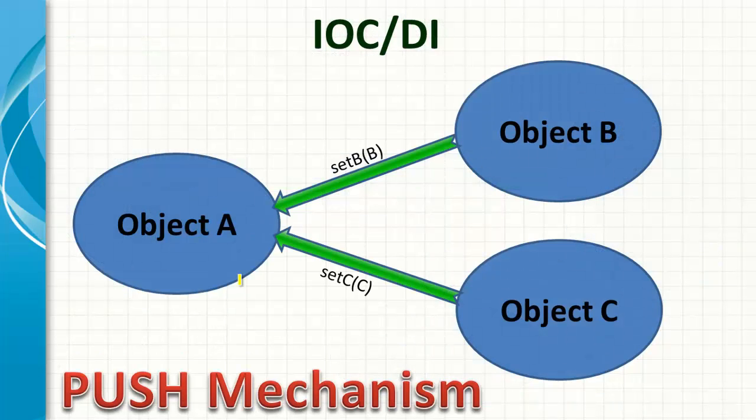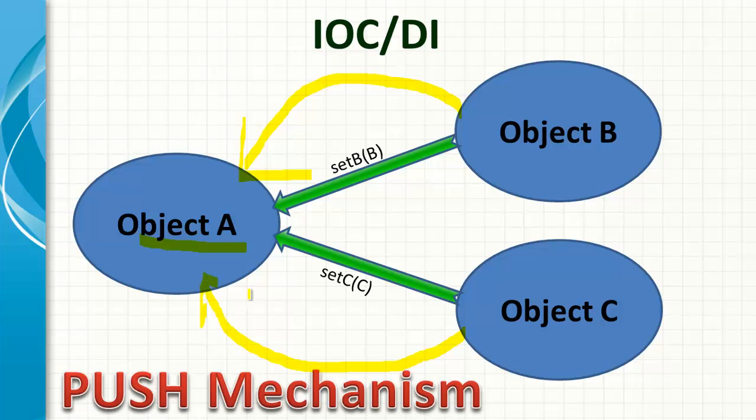Object A needs it, object A will be provided. Object A needs object C, object C will be injected.